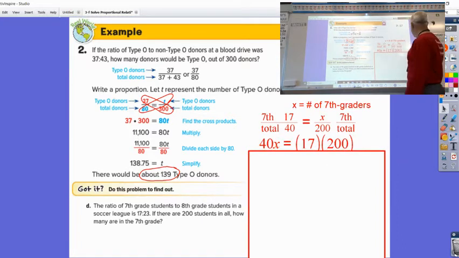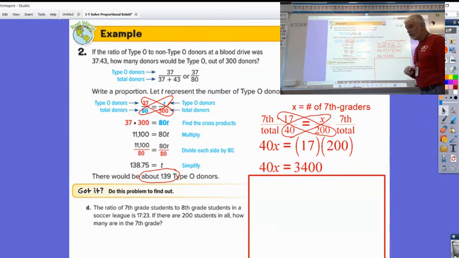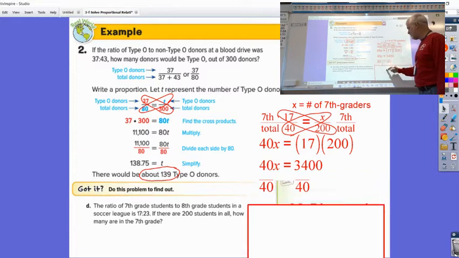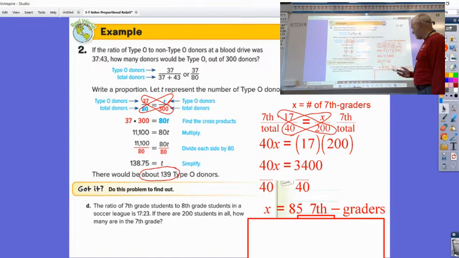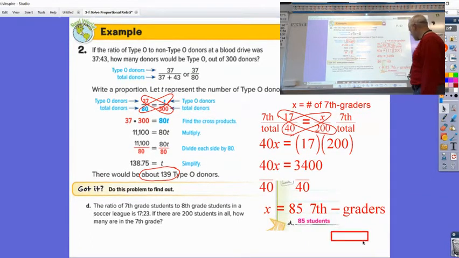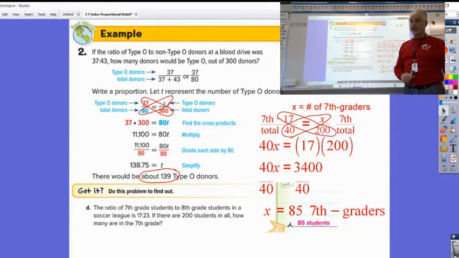So 40 times X, butterfly for you again, 40 times X equals 17 times 200. 17 times 200 is 3,400. And divide 3,400 by 40 to get the X by itself, and that equals 85. So the answer is there are 85 7th graders out of 200.